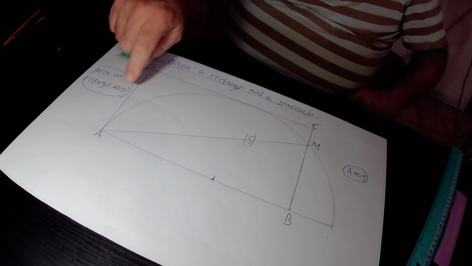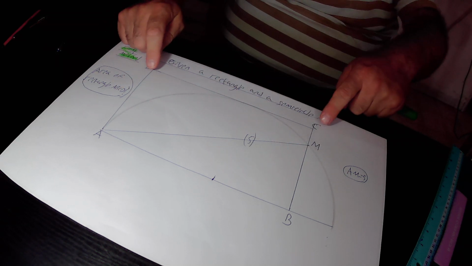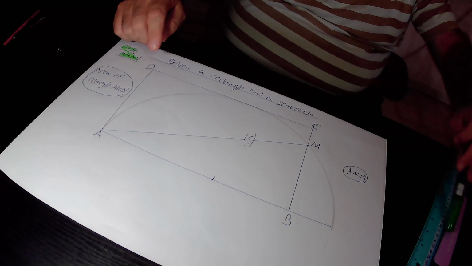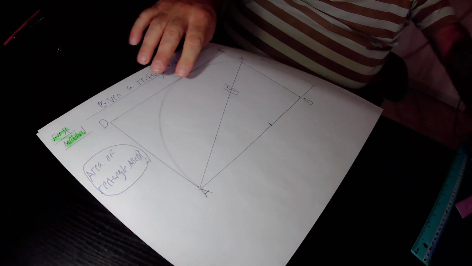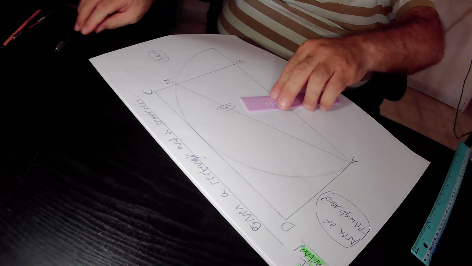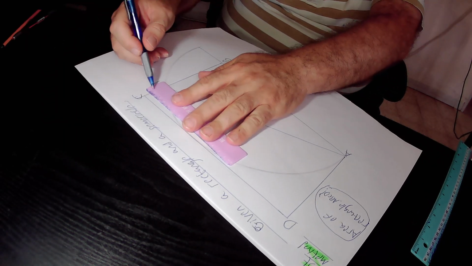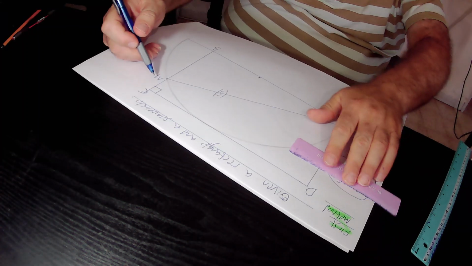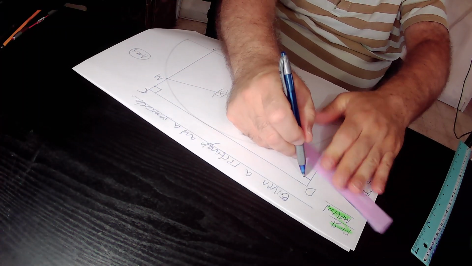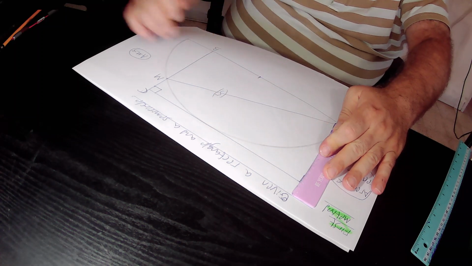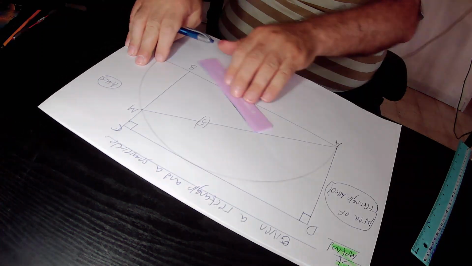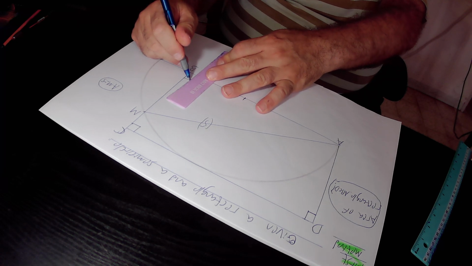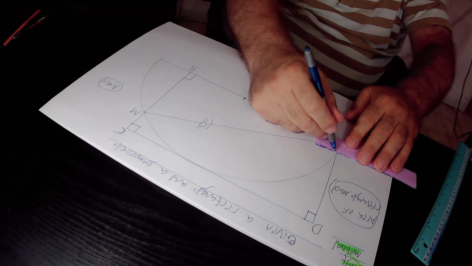Because ABCD is a rectangle, all those four angles inside this rectangle ABCD are right angles. So okay, this is a right angle. This is also a right angle. This is a right angle. Finally, this is also a right angle.